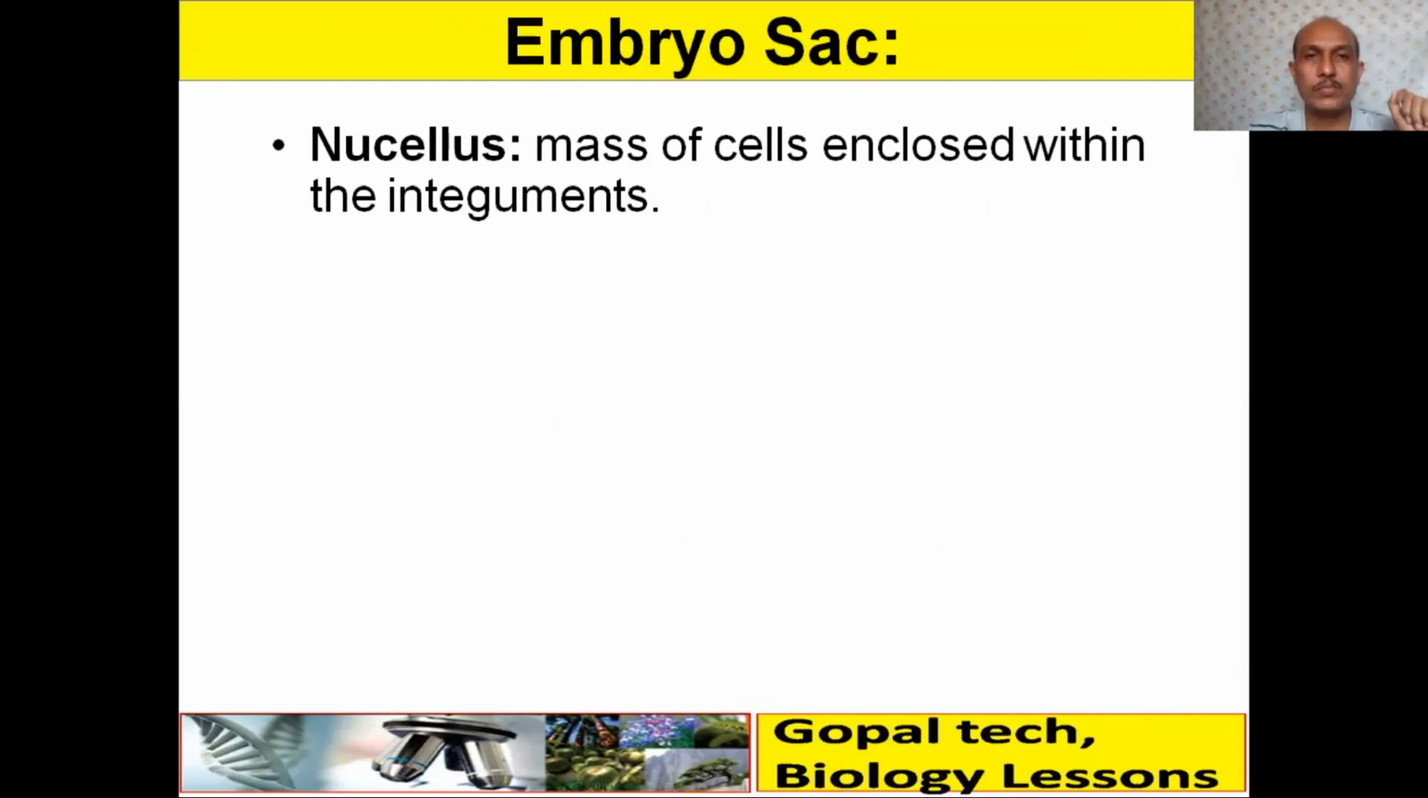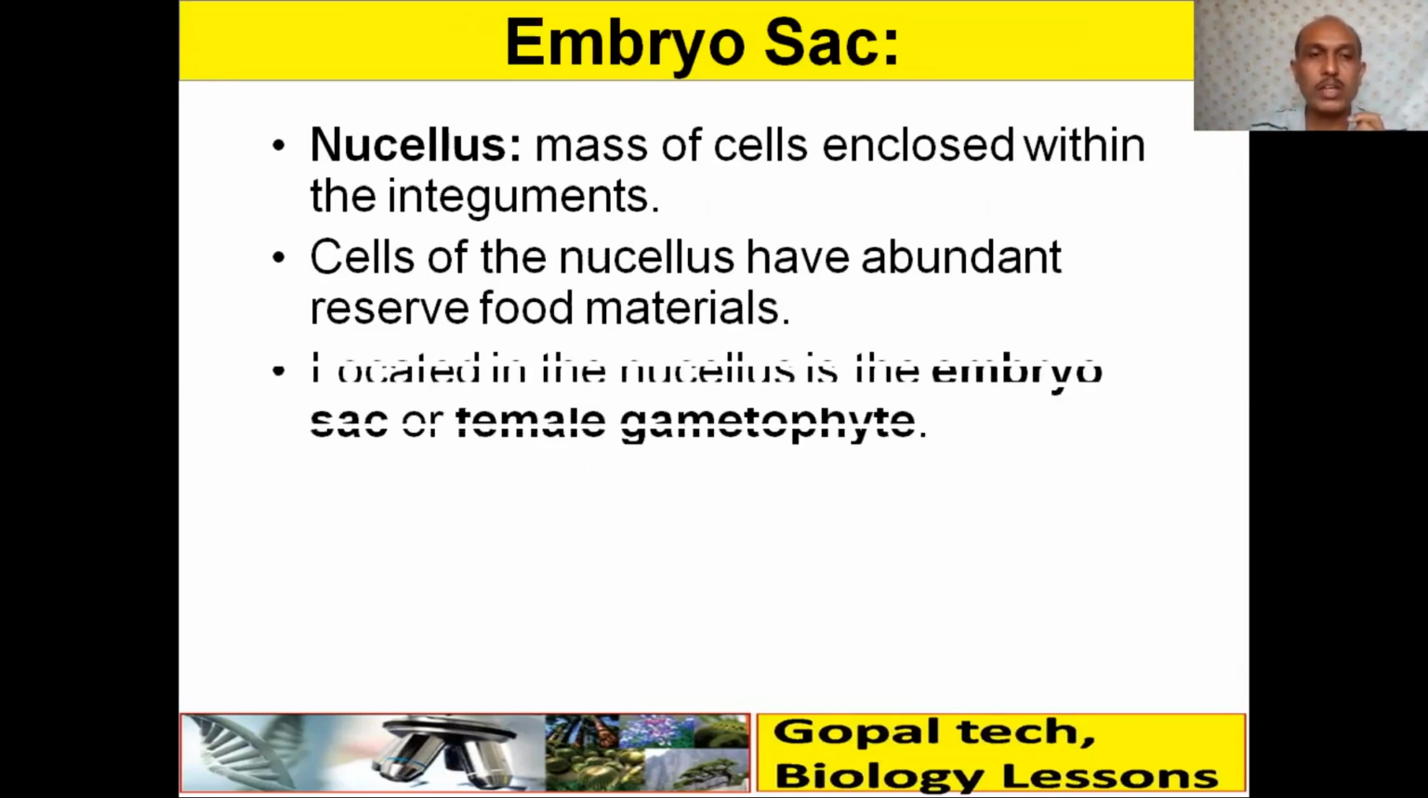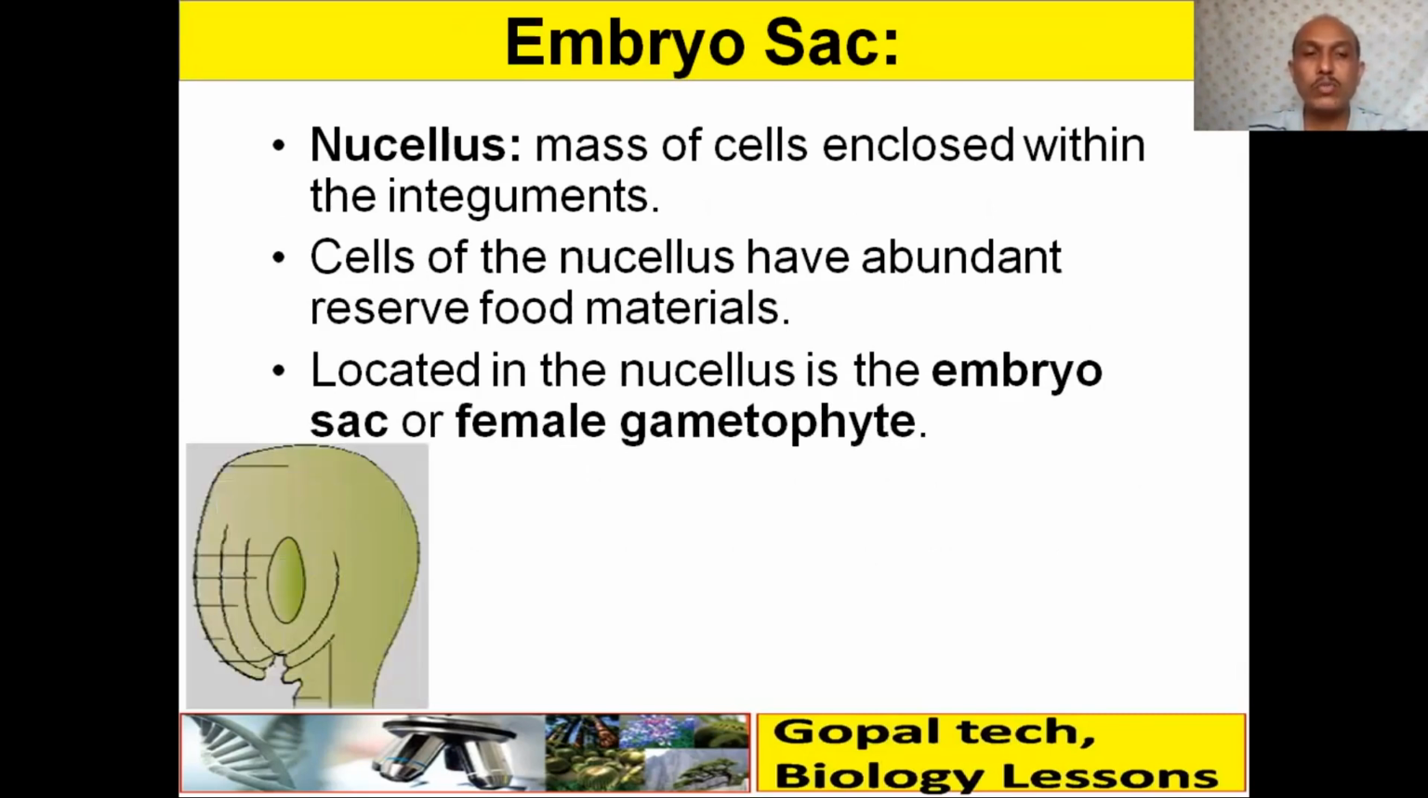So inside there is a nucellus, a mass of cells enclosed within the integuments. Cells of the nucellus have abundant reserve food material. बहुत सारा food material होता है. And located in the nucellus is the embryo sac or female gametophyte. Now this is the micropylar end and this is the chalazal end. These are one or two integuments, this is the funiculus, and here we get the hilum.